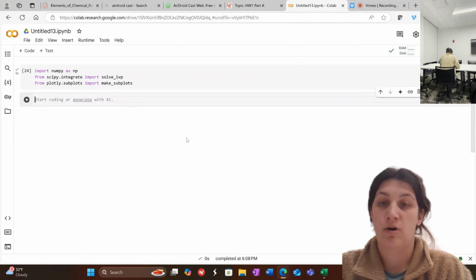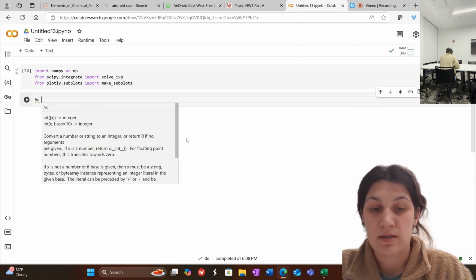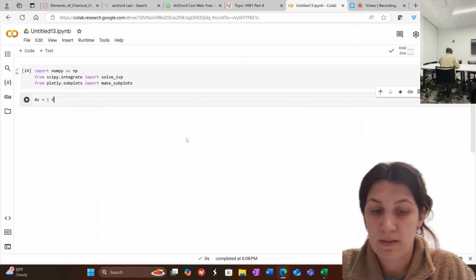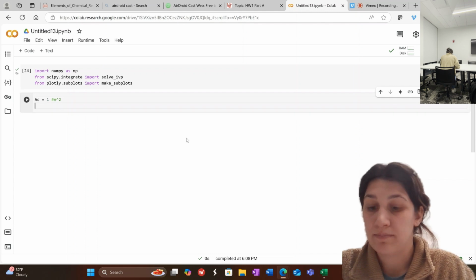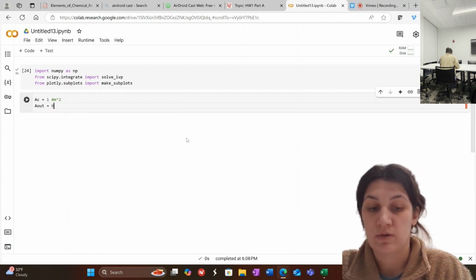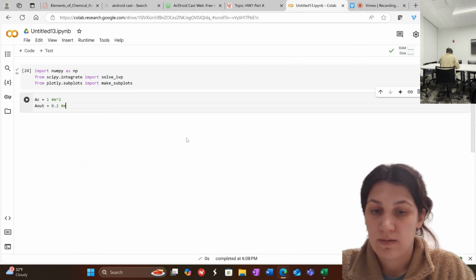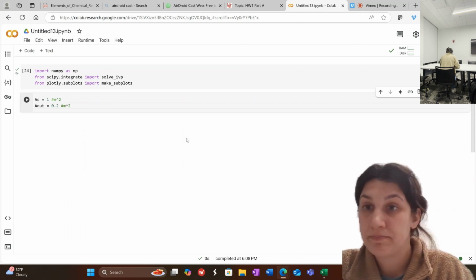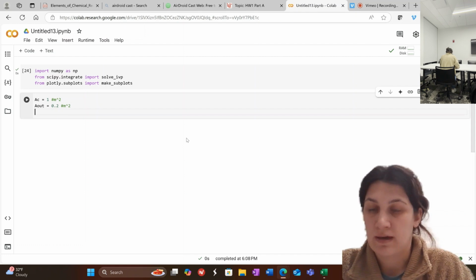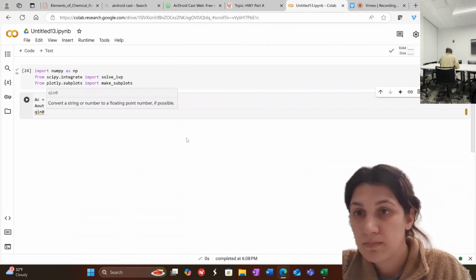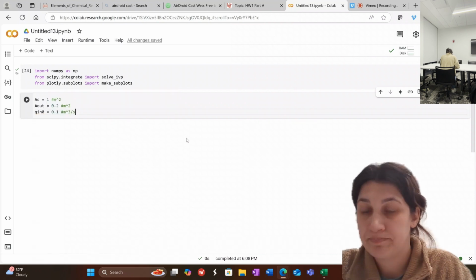Now I'm going to enter all of our parameters. AC is equal to 1 meter squared. A out is equal to 0.2 meters squared. And we have our Q in naught is equal to 0.1 meters cubed per second. We have G is equal to 9.81 meters per second squared.